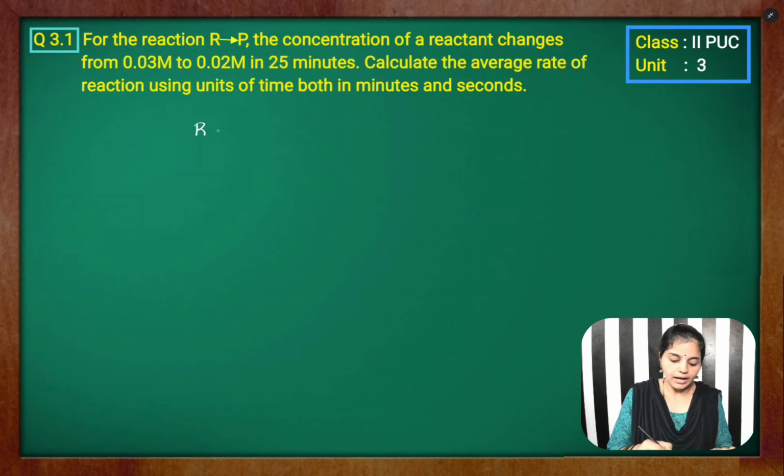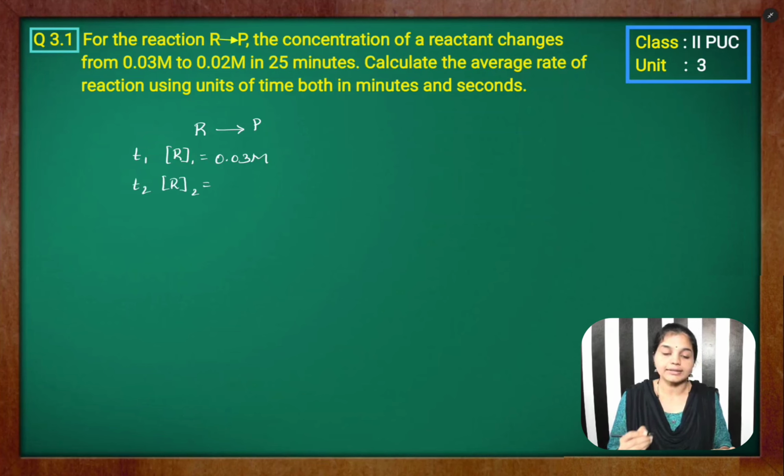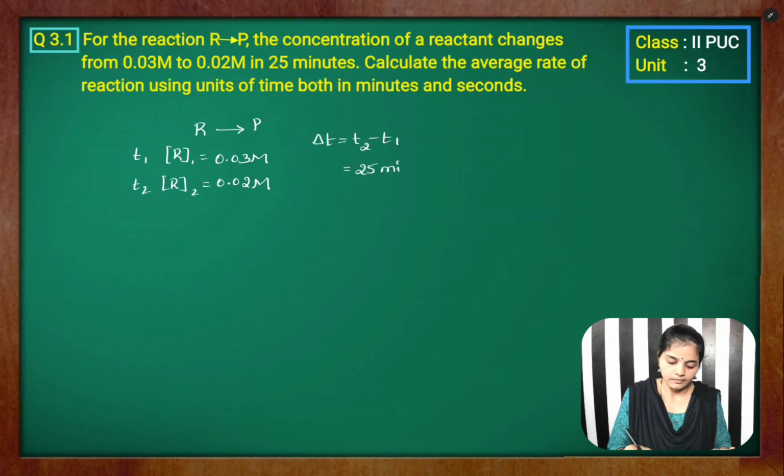So the reaction is R changing into P. They have given us the concentration of the reactants in two time intervals, T1 and T2. So at T1, let us consider the concentration as R1, and that is equal to 0.03 molar. At time T2, let's consider the concentration of R as R2, and that is equal to 0.02 molar. So now they told us this change is taking place in 25 minutes, and we have delta T, that's nothing but T2 minus T1, which they have given us as 25 minutes. We need to calculate the average rate of the reaction.